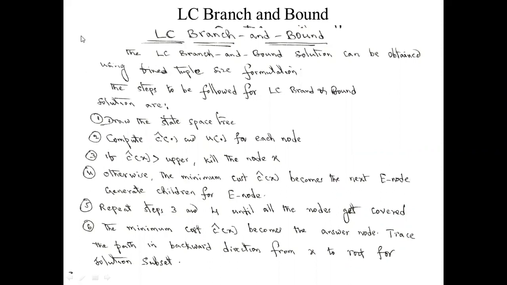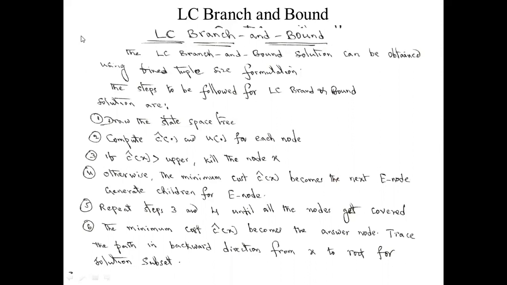So what is branch and bound? The name itself, branching, means constructing a tree structure based on the constraints. Constraints are the bounding function. So based on those constraints, we are going to expand the tree structure. Any problem which is solvable under branch and bound can be solved in two different ways. One is first in first out branch and bound, another one is LC branch and bound.